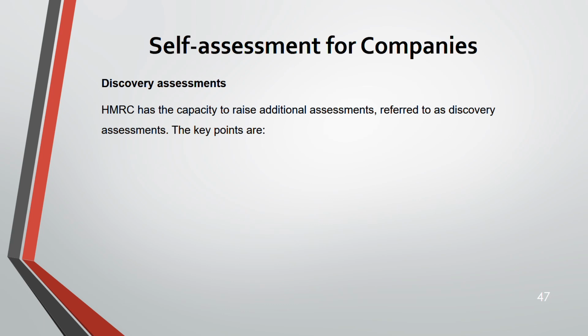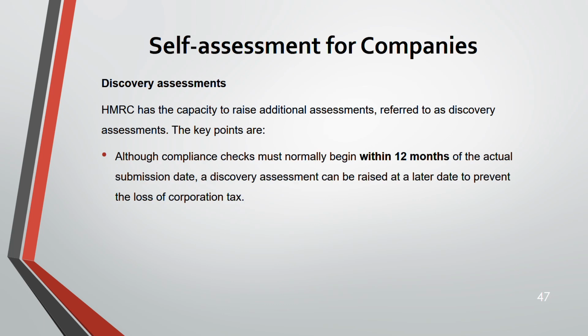Now, HMRC has the capacity to raise an additional assessment, which is known as a discovery assessment. These are the key points. See, a compliance check is something normal. Normally, it begins within 12 months of the actual submission date. But a discovery assessment can arise at a later date because they feel that you are hiding something. They want to prevent the loss of corporation tax.